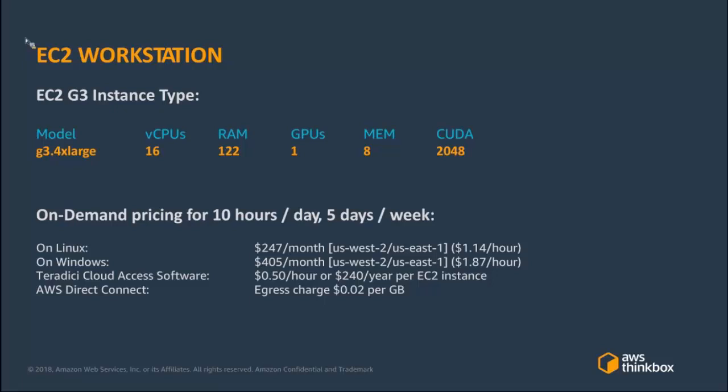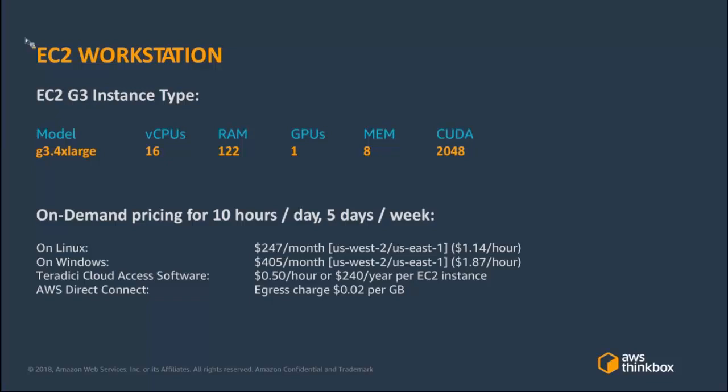But essentially at $247 a month, you could run this instance type, which equates to $1.14 an hour. The Windows cost includes the operating system license cost for Windows, which obviously you won't have with Linux. Then you have the Teradici cost for their cloud access software, the CAS agent, which runs either as a 50 cents an hour option, or it's $240 per year, and that's per instance, per machine essentially.